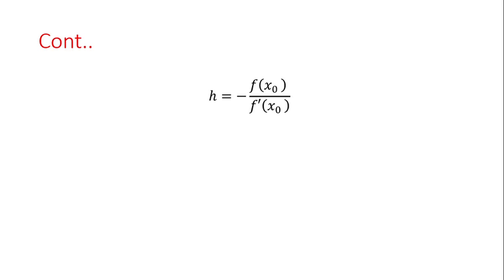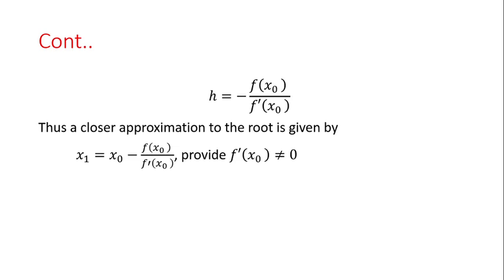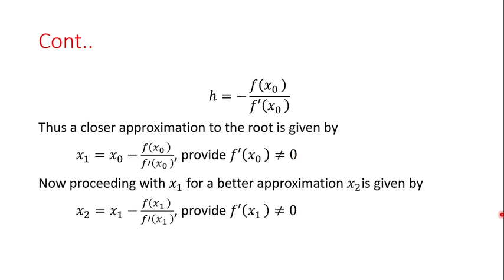Substitute this h value in x1 is equal to x naught plus h. Therefore, we get x1 is equal to x naught minus f of x naught divided by f dash x naught, where f dash x naught is not equal to 0. Now, proceeding with x1 for a better approximation x2, x2 is given by x2 is equal to x1 minus f of x1 divided by f dash x1. Again, the denominator f dash x1 is not equal to 0. Repeating the process, we get x3, x4, x5, and so on.